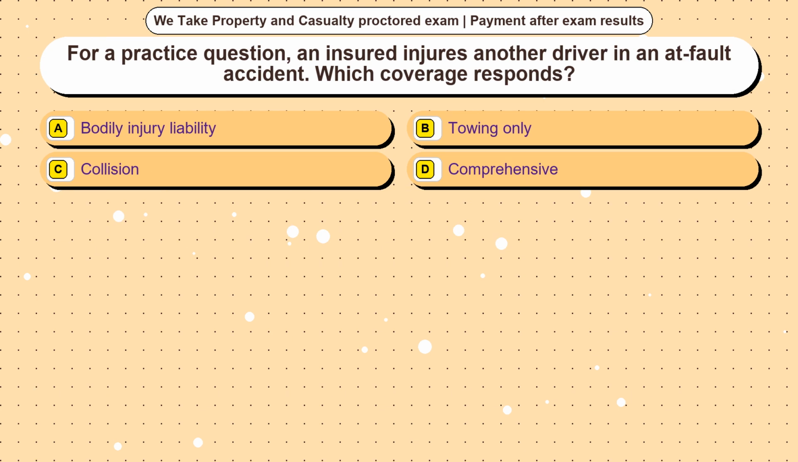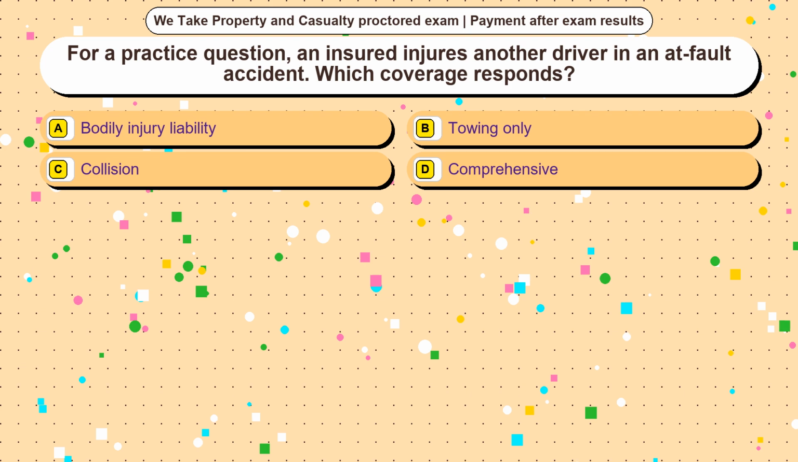Question 5. For a practice question, an insured injures another driver in an at-fault accident. Which coverage responds? Option A, bodily injury liability. Option B, towing only. Option C, collision. Option D, comprehensive. The correct answer is option.